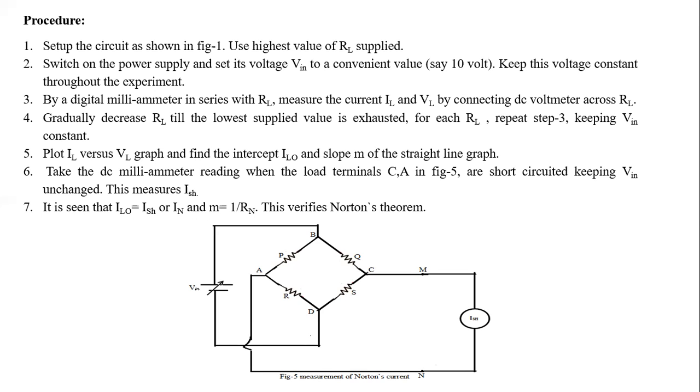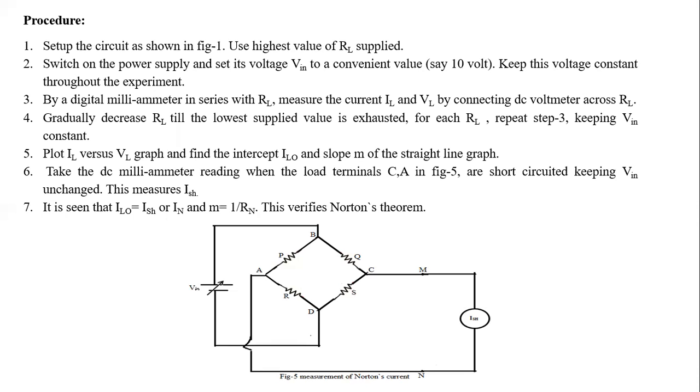So the ammeter has very little resistance, so it will be almost like a short circuit, and we'll measure the short circuit current. And now again, we can measure the RN, that is the equivalent resistance of the circuit, by an ammeter, by a multimeter, or by measuring the open circuit voltage and dividing the open circuit voltage by the short circuit current. Okay. And we'll find out that ILO will be equal to ISH.